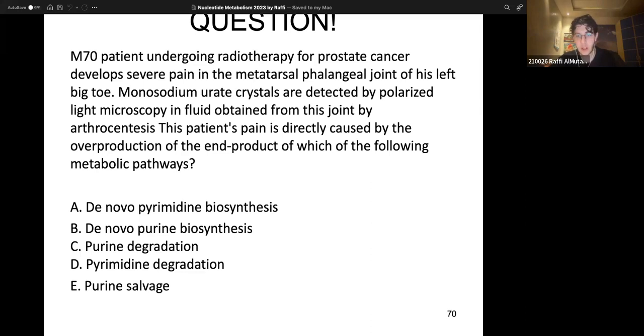Okay, so one person said C, another person saying C, a third person said C. You guys are all correct. Purine degradation. What we're looking at here, remember, I said crystals, old man, arthrocentesis, they're basically screaming gout in your face. And gout happens as a result of excess uric acid, and uric acid is the end product of purine degradation.